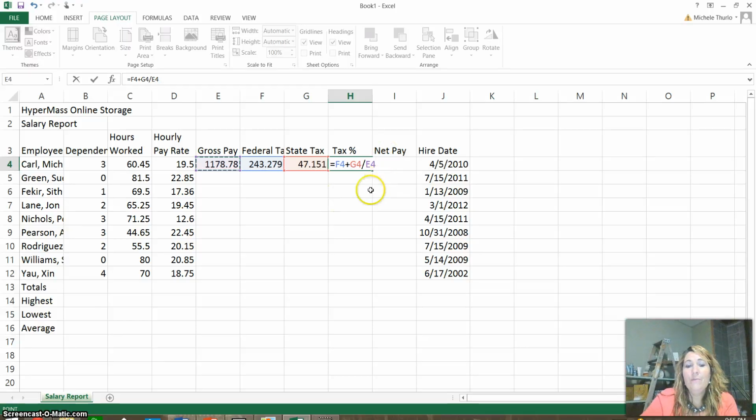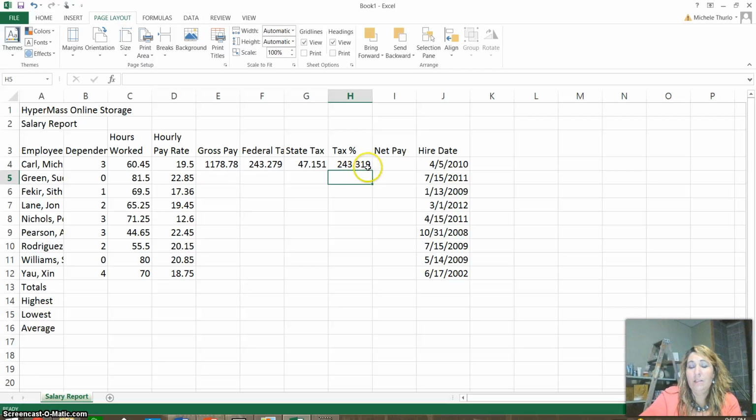Okay. If you haven't figured it out yet, do not do this, but I'm going to go ahead and press enter. Is our taxes 243% of our gross pay? Well, that doesn't sound right. So I need to go back in and edit my formula. So to do that, I just double click on my formula. It's going to bring me right back into it. It's going to color code everything.